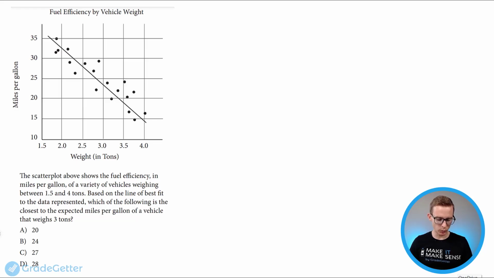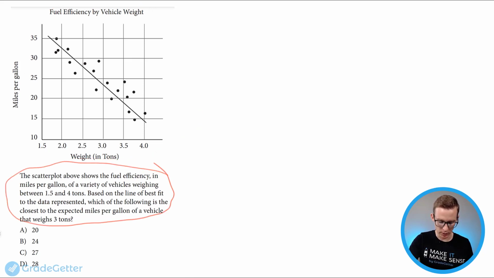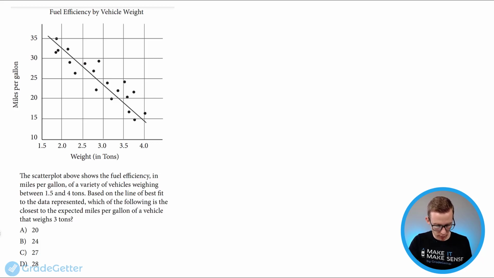All right, for this problem, we're given a bunch of information. We've got this graph, and we've got some information that they give us down here that explains some of the graph. It says that the scatter plot above shows the fuel efficiency in miles per gallon of a variety of vehicles weighing between 1.5 and 4 tons. Based on the line of best fit to the data presented, that's this dark line here, this solid line that I've highlighted in orange. That's the line of best fit.